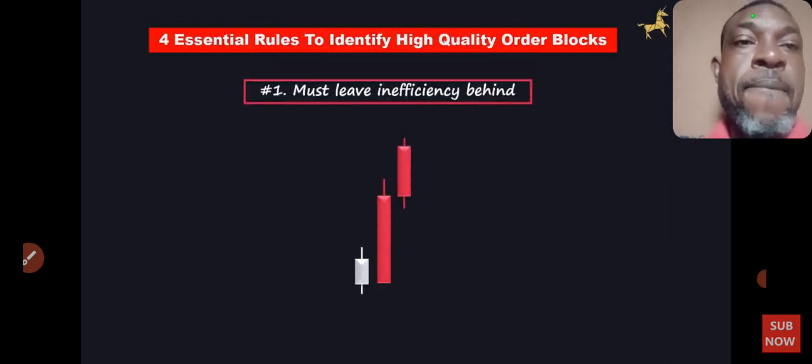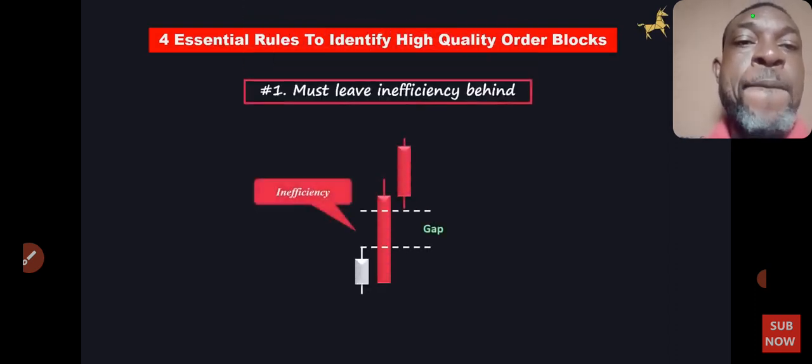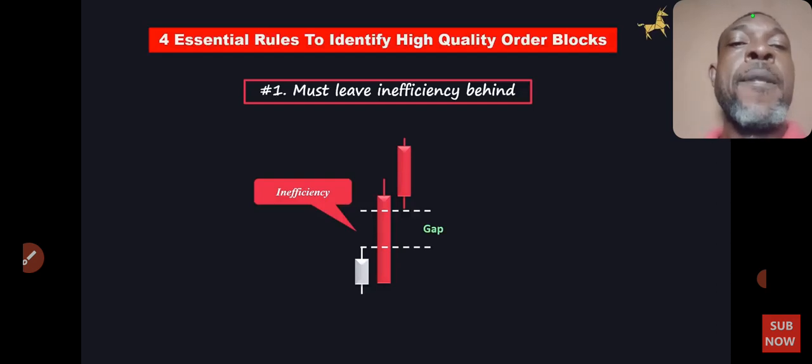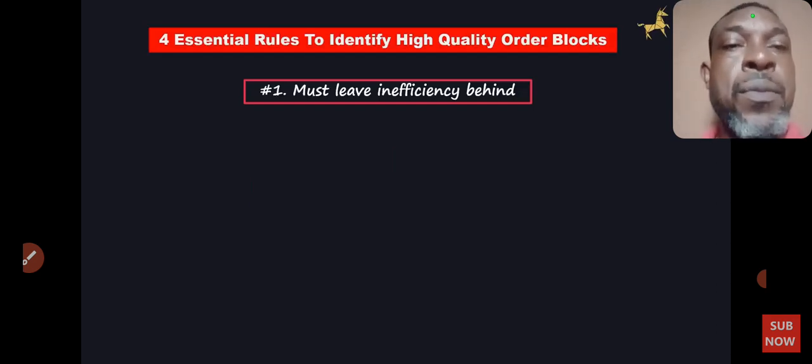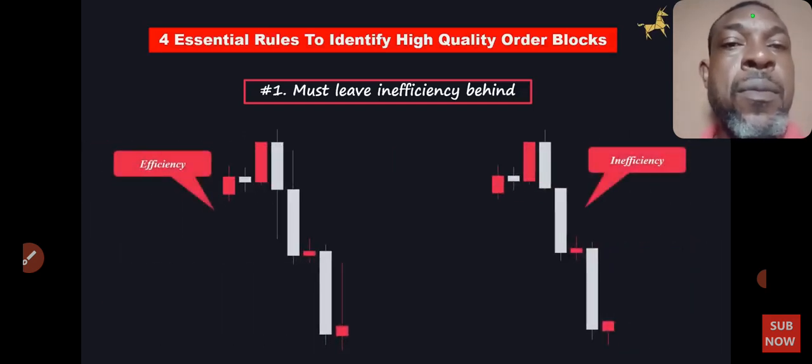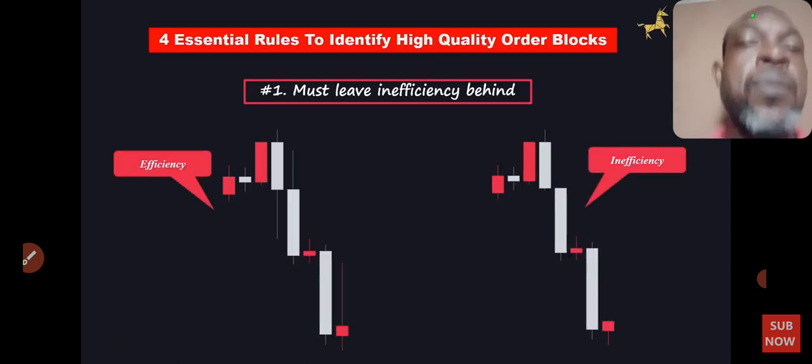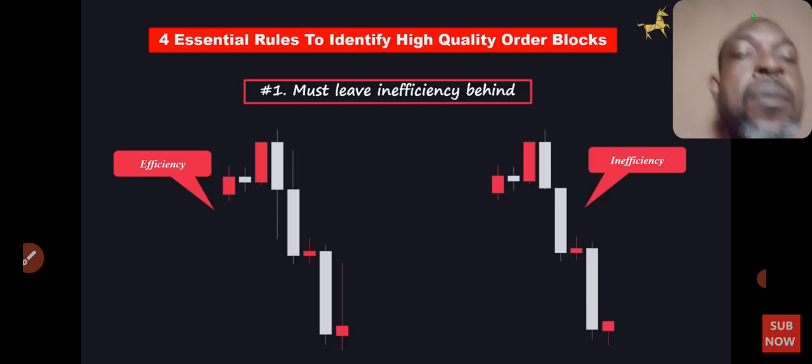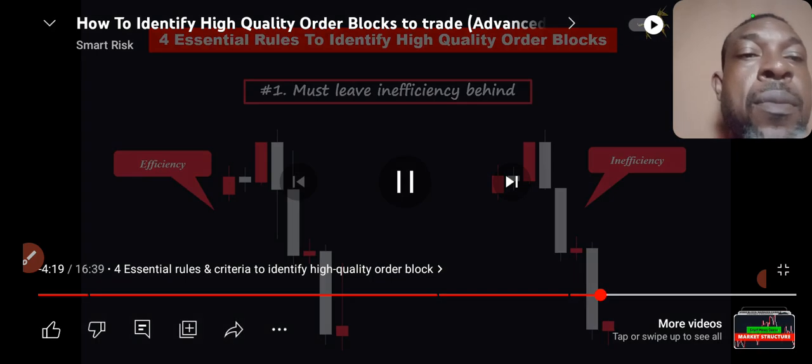Rule number 1 states that a high-quality order block must leave a significant inefficiency behind. Fair value gap. Inefficiency refers to an imbalance between buyers and sellers in the market, resulting in a disequilibrium that needs to be filled. This is often observed as a gap within the candles. To clarify, let's consider 2 scenarios. If a 3-candle sequence does not exhibit any gaps, it is considered an example of efficiency. On the other hand, if there is a gap present within the candles, it signifies an example of inefficiency.